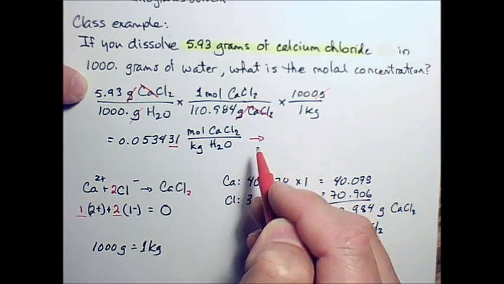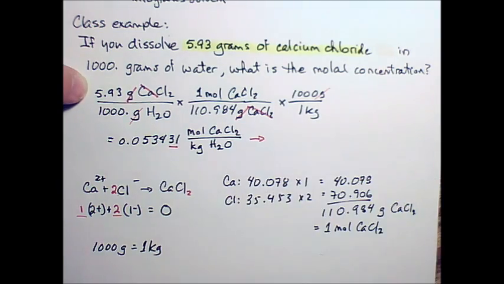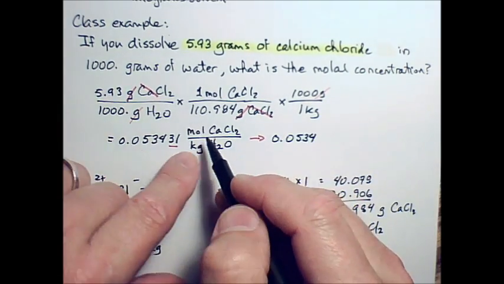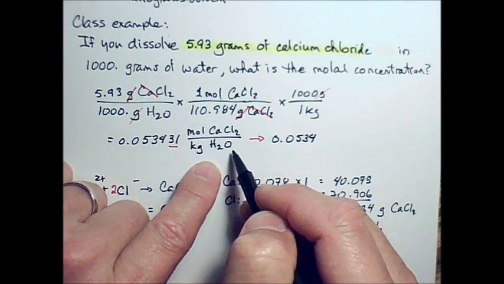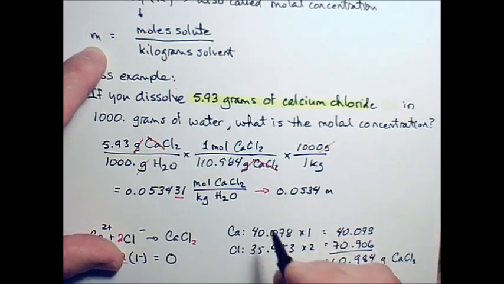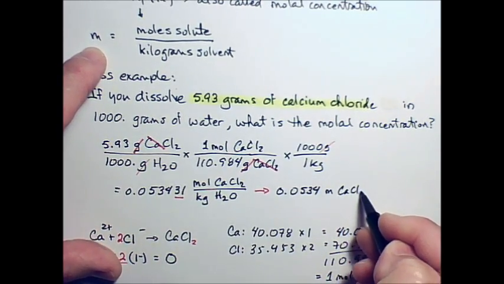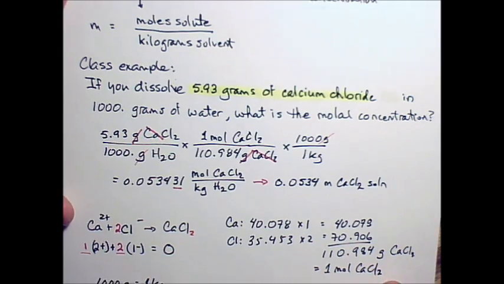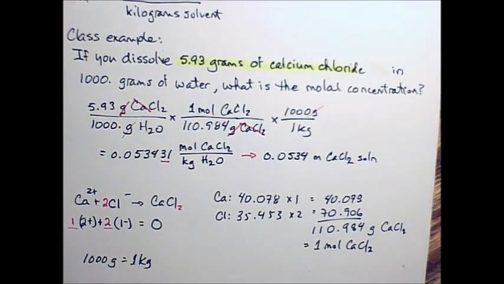We're ready to round it off, and we use an arrow to show that we're rounding off, and we write the final answer as 0.0534. And since moles of the solute over kilograms of the solvent is molality, we can just simply write this as small letter m calcium chloride solution. You name the solution for the solute. You don't even have to name the solvent if the solvent's water. It's assumed or it's implied that if you don't name the solvent that it is water, and in this case it is water. Okay? Any questions about that?